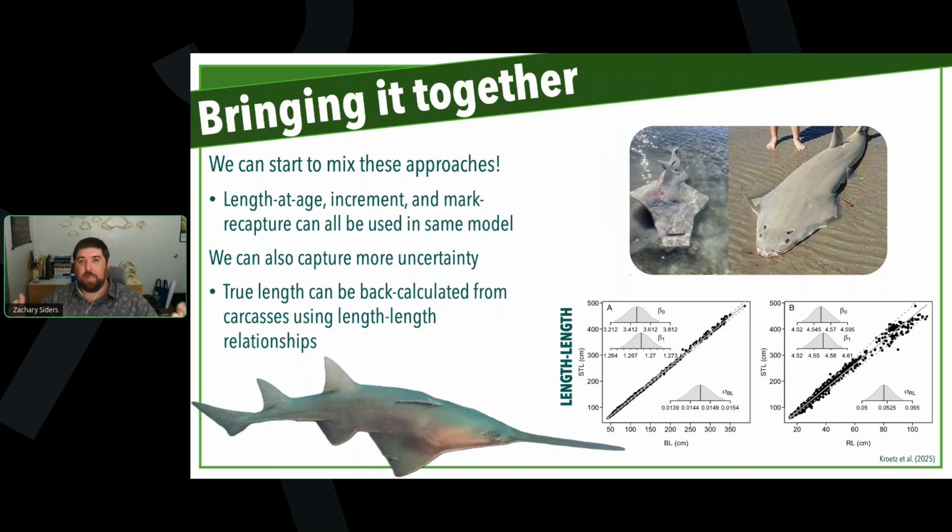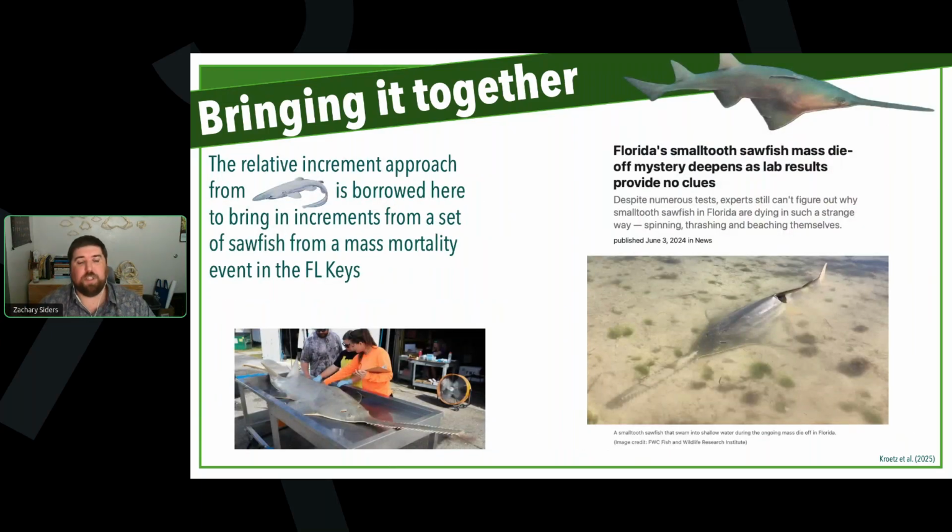We also wanted to bump up all those archival samples using increment analysis. We kind of knew we had this approach from goblin sharks sitting out there previously. We had this mass mortality event, and one of the students in one of my classes working on this as part of their thesis basically disappeared from class to go deal with this mass mortality event. It was very much all hands on deck.